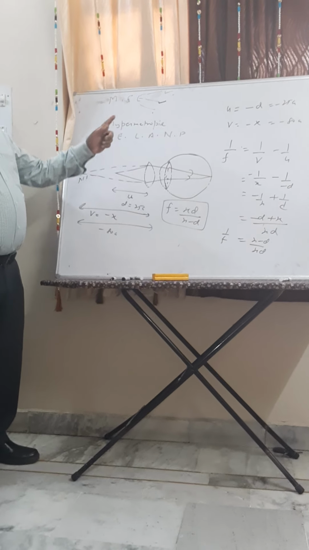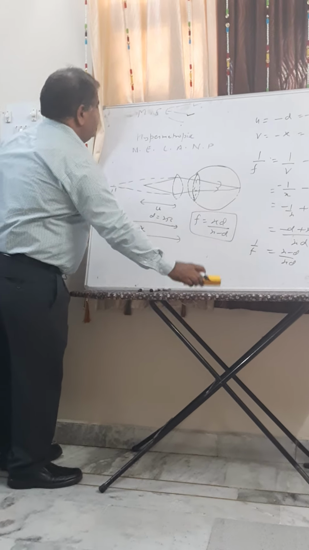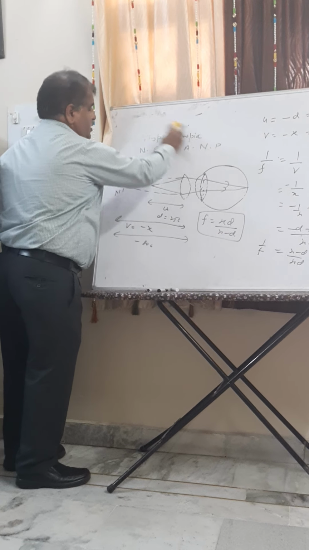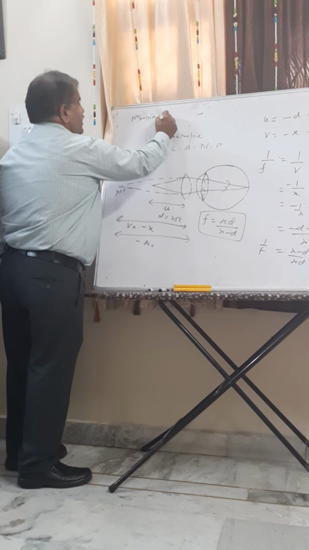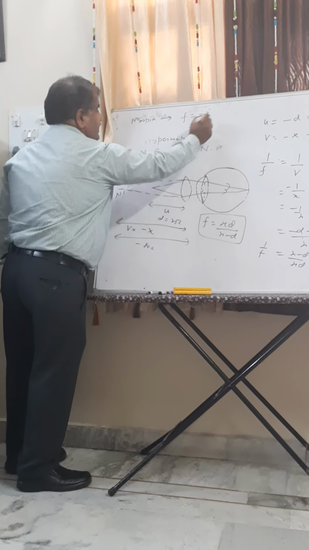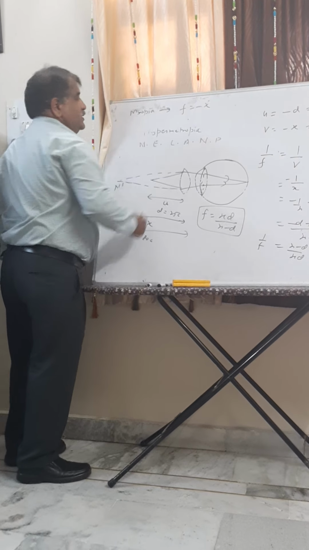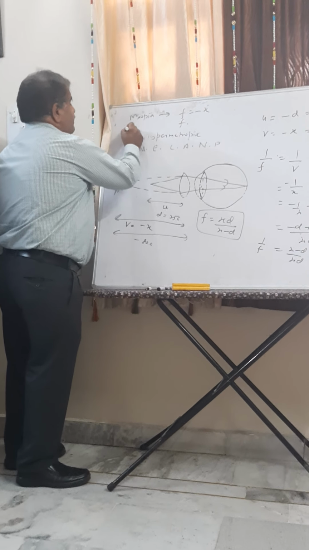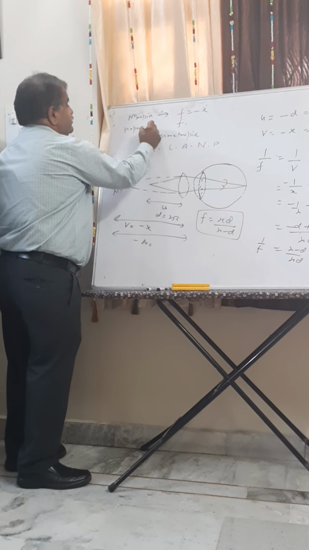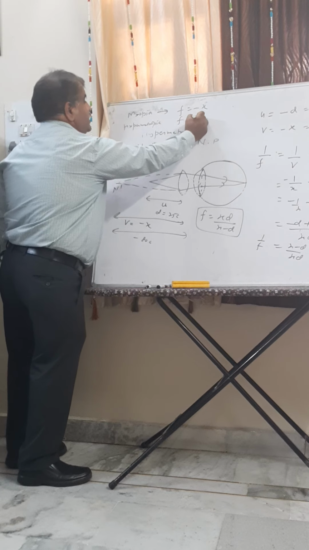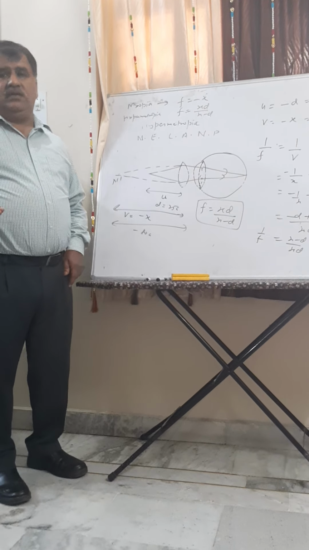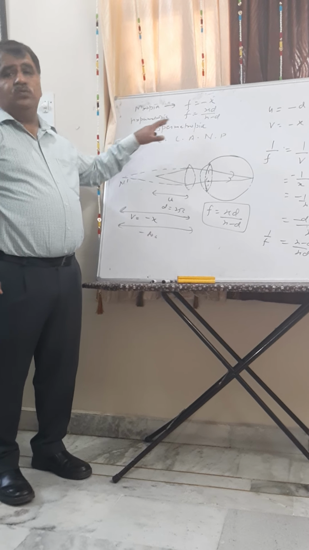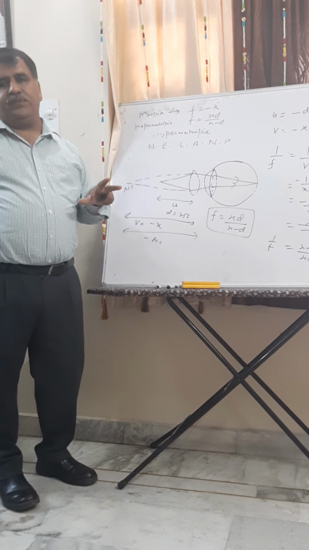Is it clear? So for solving the numericals of myopia, we can simply use the formula F is equal to minus X, and for hypermetropia we'll use the formula XD upon X minus D. In a separate lesson we'll be discussing how to do the numericals of myopia and hypermetropia.